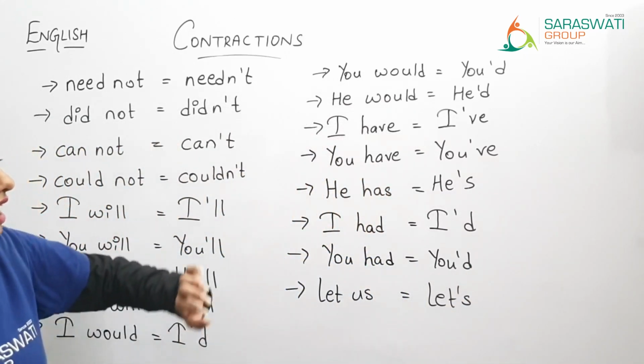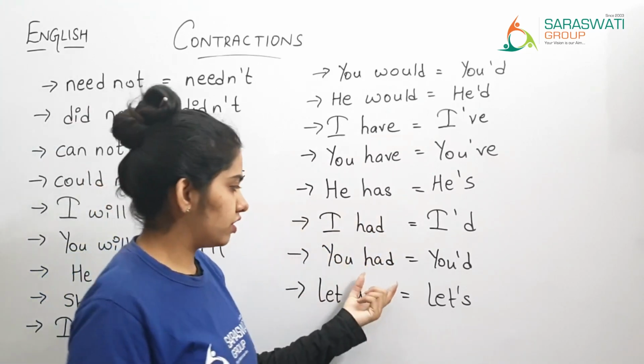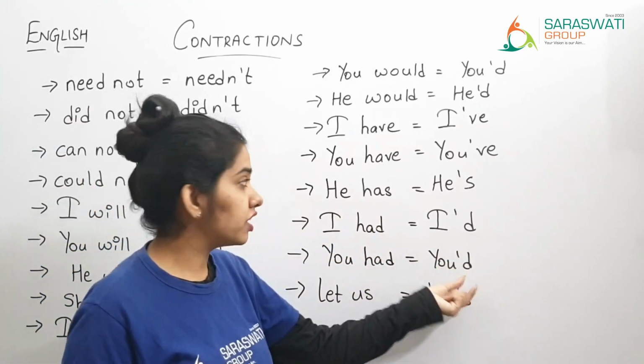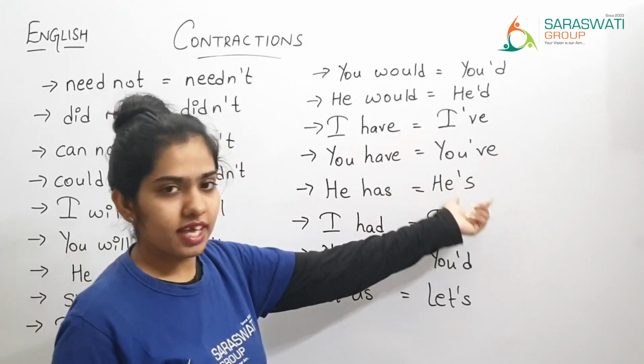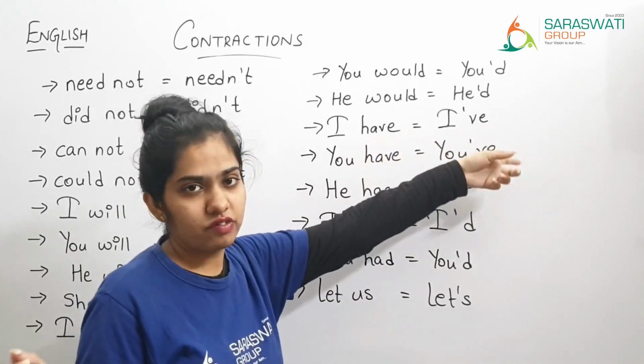Now as I have given the basic idea of this word: had or would becomes apostrophe D, has or is becomes apostrophe S, and have becomes apostrophe VE.